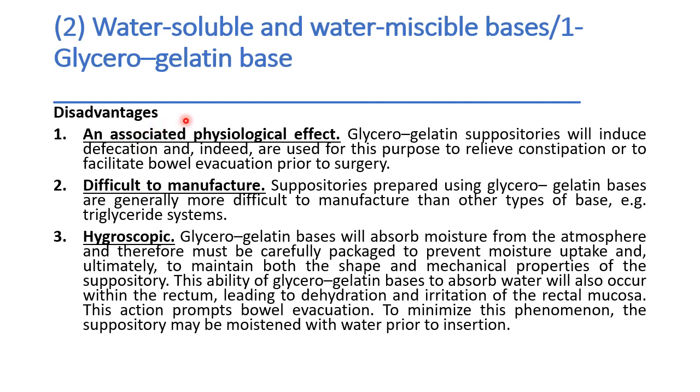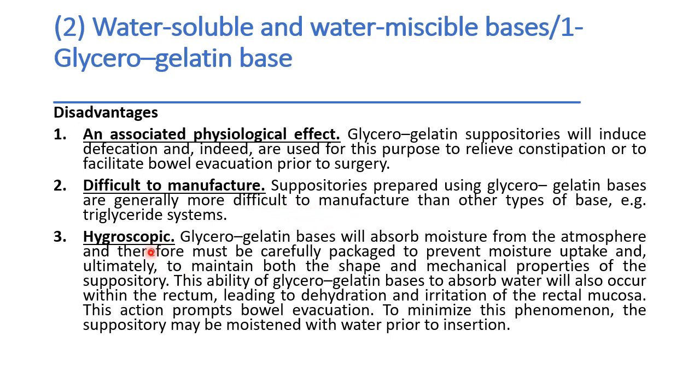Disadvantages of glycerogelatin base. Number 1, an associated physiological effect. Glycerogelatin suppositories will induce defecation. Indeed, this property is used to relieve constipation or to prepare the bowel before surgery. Number 2, difficult to manufacture. Suppositories prepared using glycerogelatin bases are more difficult to manufacture than other types.